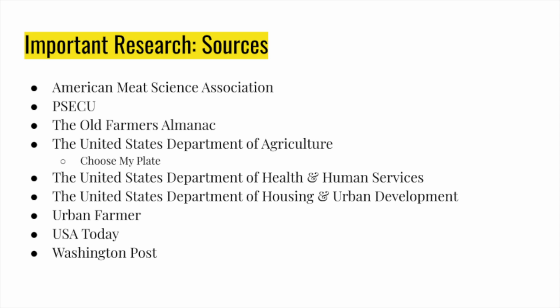Some of the most noteworthy sources we use include government agencies like the Departments of Agriculture, Health and Human Services, and Housing and Urban Development. We also got information from sources like the American Meat Science Association, PSECU, the Old Farmer's Almanac, Urban Farmer, and many other sources.